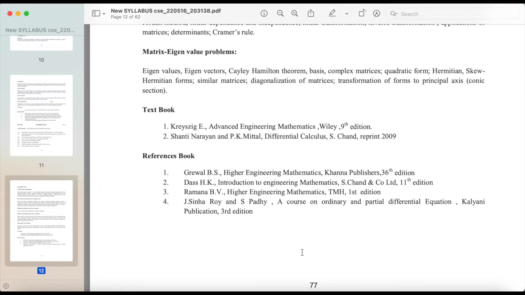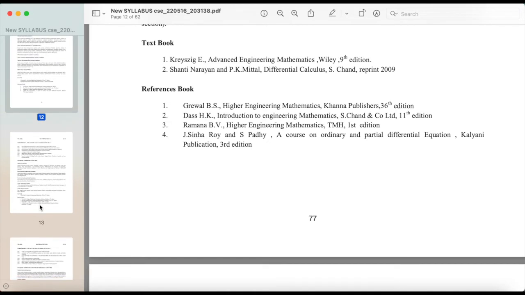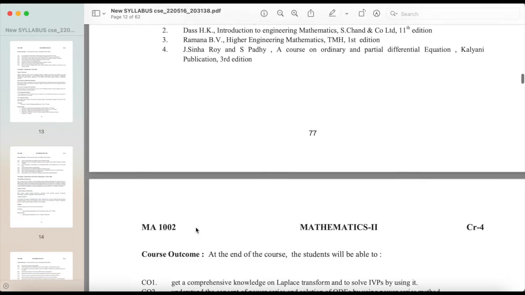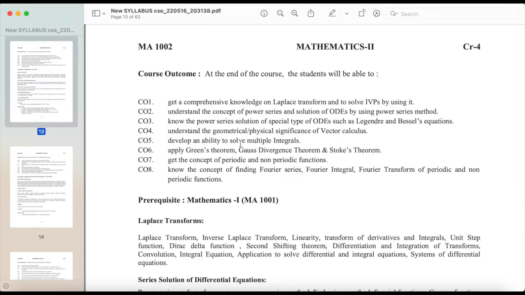Textbooks: 1. Kreyszig, Advanced Engineering Mathematics, Wiley, 9th edition. 2. Shanti Narayan and P.K. Mittal, Differential Calculus, S. Chand, reprint 2009. Reference Books: 1. Grewal B.S., Higher Engineering Mathematics, Khanna Publishers, 36th edition. 2. Das H.K., Introduction to Engineering Mathematics, S. Chand and Company Limited, 11th edition. 3. Ramana B.V., Higher Engineering Mathematics, TMH, 1st edition. 4. J. Sinha Roy and S. Padhi, A Course on Ordinary and Partial Differential Equation, Kalyani Publication, 3rd edition.